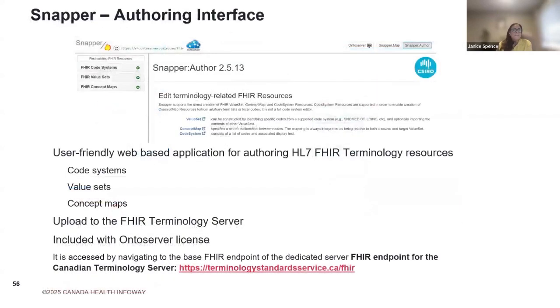Next slide. Another component which we'll touch on, but the functionalities of this component are not fully rolled out, is Snapper, which essentially is the authoring component of the OntoServer solution. This allows us to author code systems, value sets, and to create concept maps. We'll be looking at this in future iterations as to how to roll this out to support our stakeholders. But we just wanted you to be aware that this was part of the offerings of the service, just not yet rolled out.